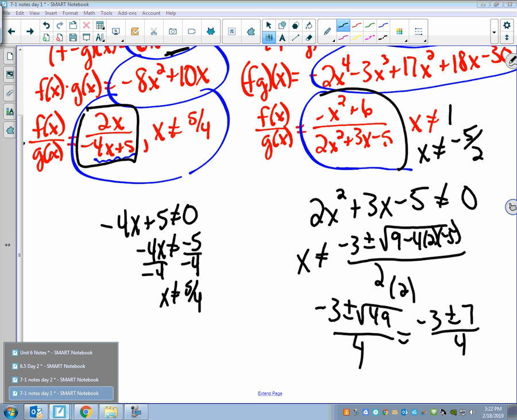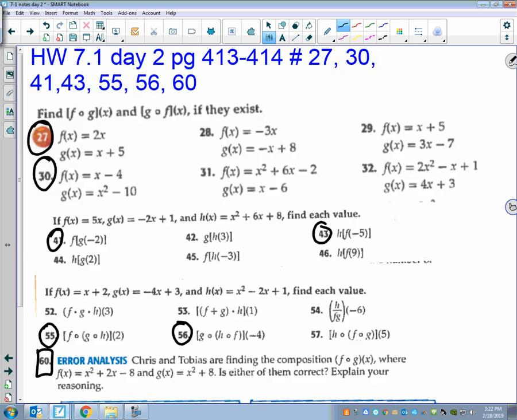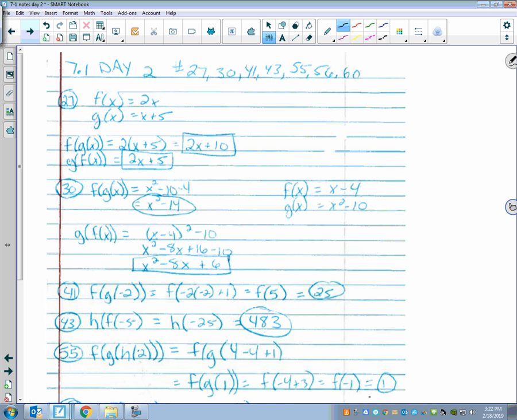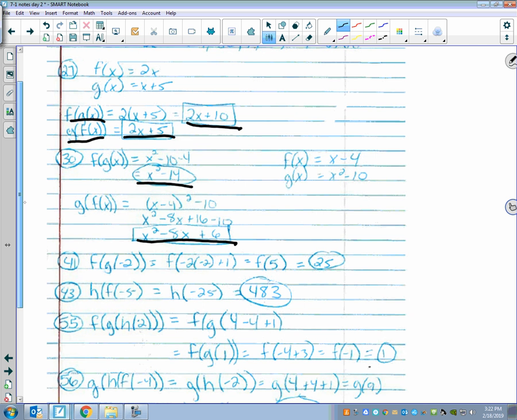Now, if we skip over to day 2, I know lots of people got this done in class, but I just want to check the answers with you. 27 and 30, really important that your f of g is 2x plus 10, and your g of f is 2x plus 5. Number 30, your f of g should be x squared minus 14, and your g of f should be this. If you need more time to look at my work, you can pause the video.